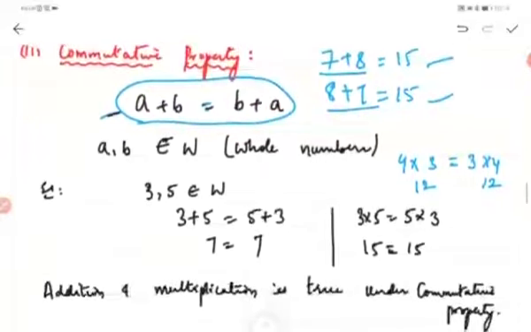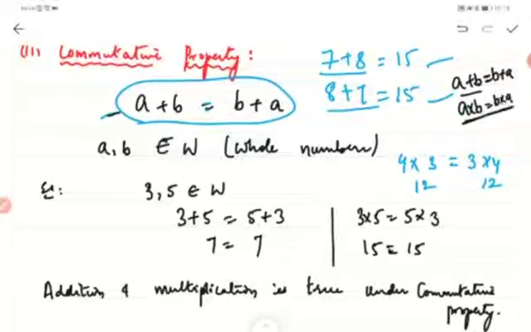So what is commutative property? You can take two whole numbers a and b. If you add them, a plus b will also be equal to b plus a. And in whole numbers, if you are multiplying, you can take the same, a into b equals b into a. Both the left hand side and the right hand side will be equal.